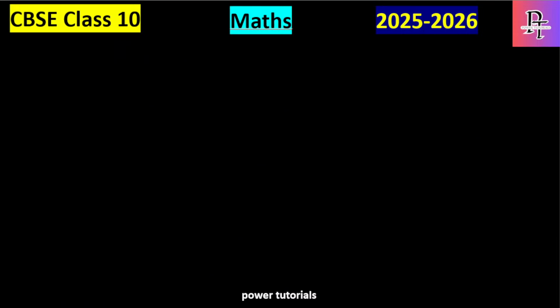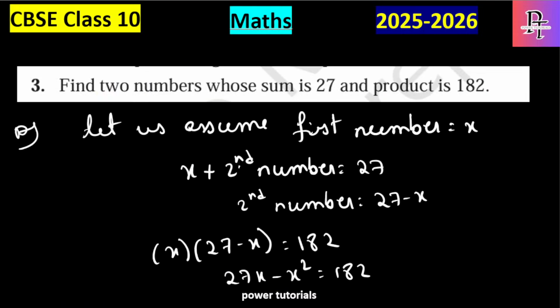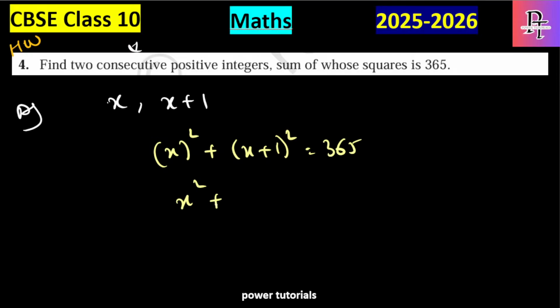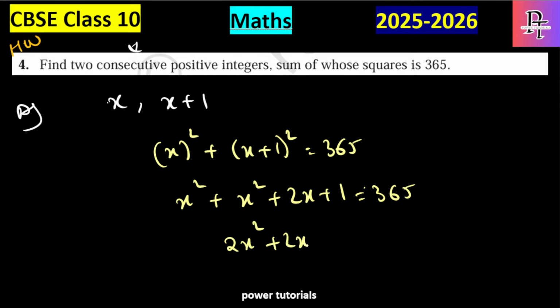Okay, let's see the next question, the third question I have already covered in class. You can check the third question there. Let's see the fourth one, which is: find the two consecutive positive integers such that the sum of squares is 365. Sum of squares means x square plus (x plus 1) whole square is equal to 365. What is (x plus 1) square? It is (a plus b) whole square, which is x square plus 2x plus 1, equal to 365. So x square plus x square, 2x square plus 2x plus 1 is equal to 365.